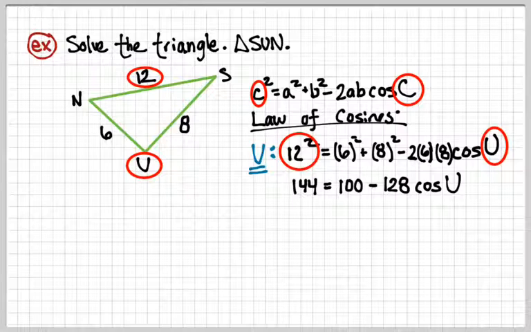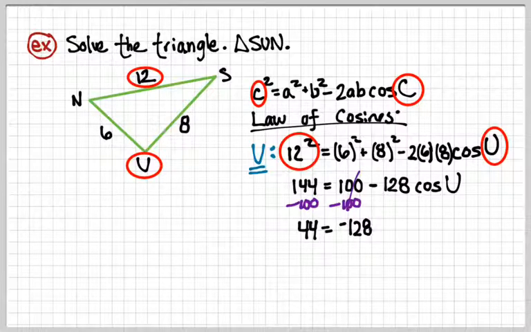Alright, common mistake. Students want to combine these. Can't do it because of the cosine U. So instead we have to move the 100 over to the other side. So subtract 100 from both sides. Now we have 44 equals negative 128 cosine of U.